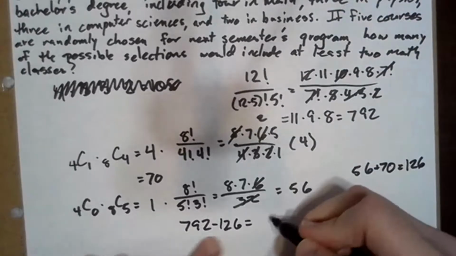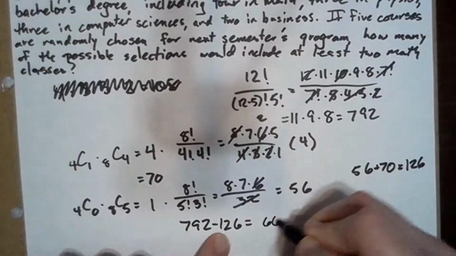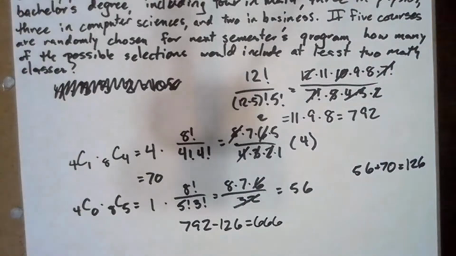We get... just checking the book here. That's some math wrong. It's 126, 790.